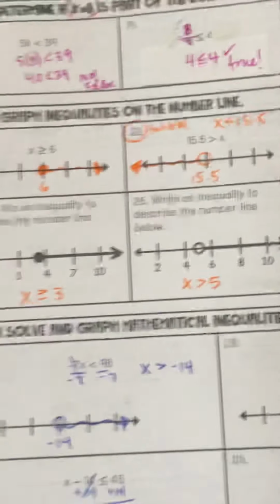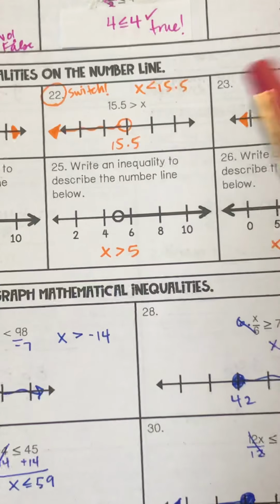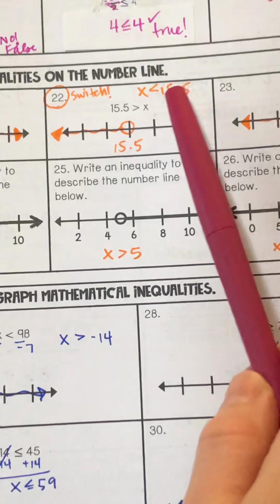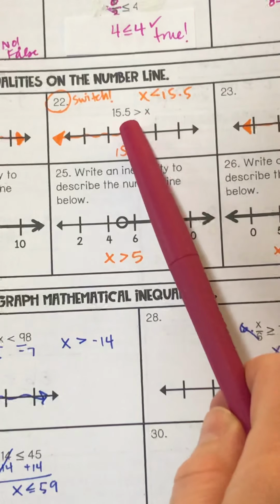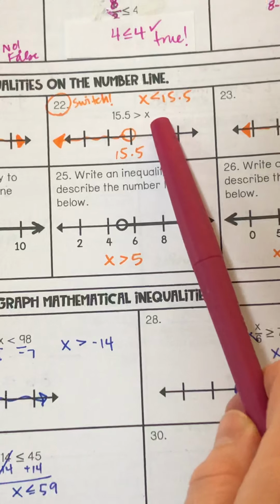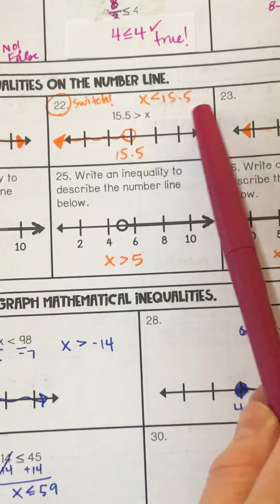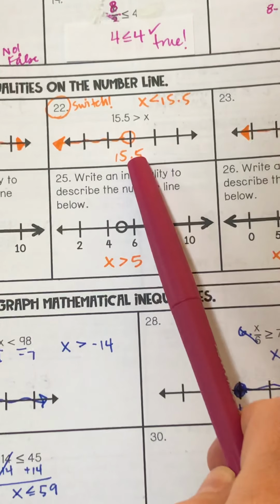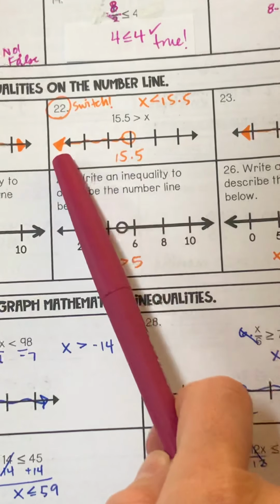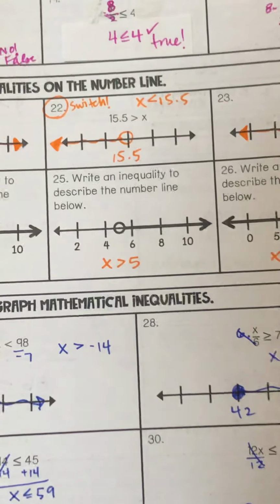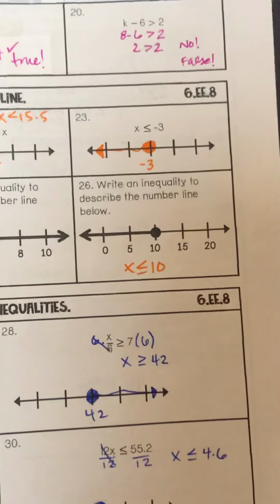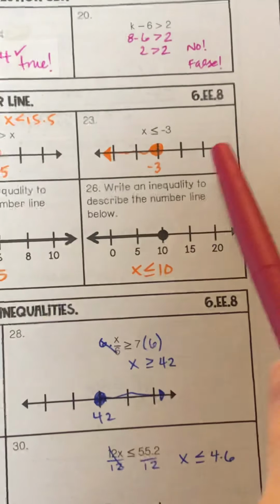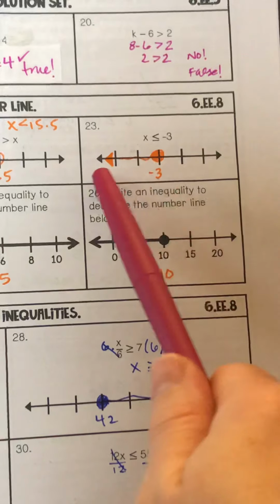All right, 22, we need to switch because it has the variable on the right. So we want the variable to be on the left. So if 15.5 is greater than x, that means x is less than 15.5. So open circle on the 15.5 going left. 23. We have x is less than or equal to -3. So that is a closed circle on the -3 going left.